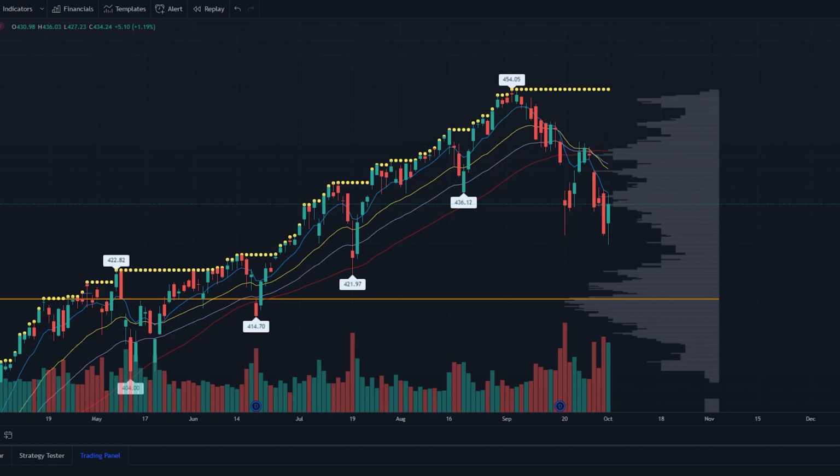Every day when I open up my charts and do my pre-market analysis, I start at the 1-year chart, then I go to the 6-month, then the 3-month, then the 1-month, then the 5-day, and then on the daily chart I go from the 60-minute to the 15-minute to the 5-minute to the 3-minute.